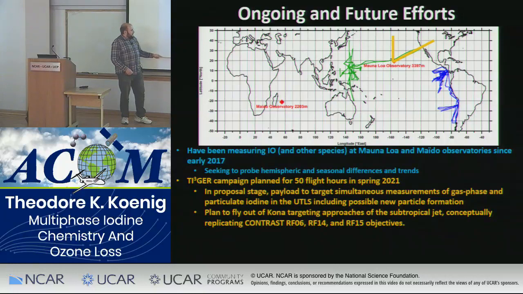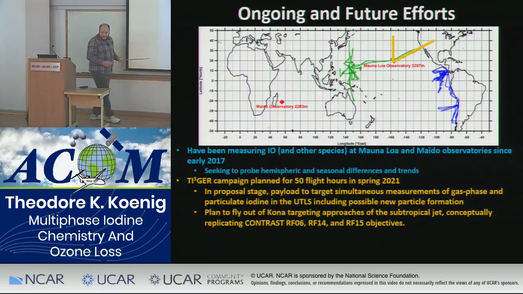But the plan would be to conceptually reproduce the RF-15 and RF-6 from CONTRAST flight plans. We would wait for the subtropical jet to come close to Hawaii and then fly north to intercept, get into the stratosphere, and return back. Similar to those last 2 points, we would also get the first particulate measurements from the AMS at the G5 altitude rather than the DC8.